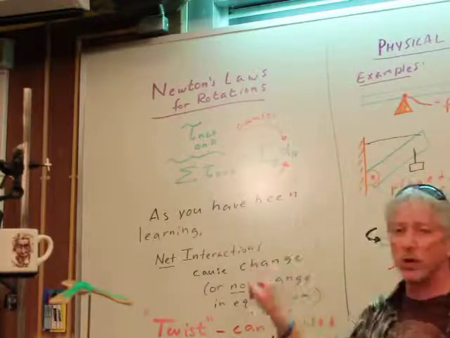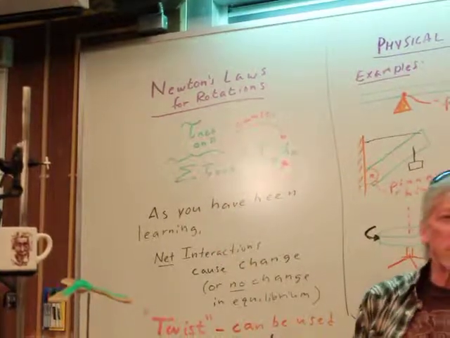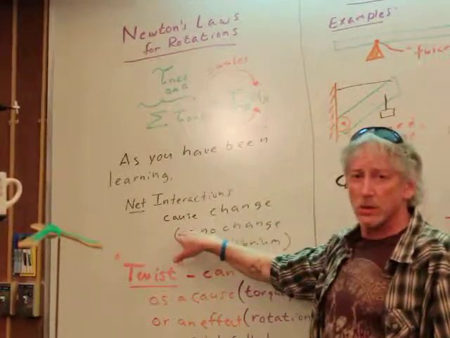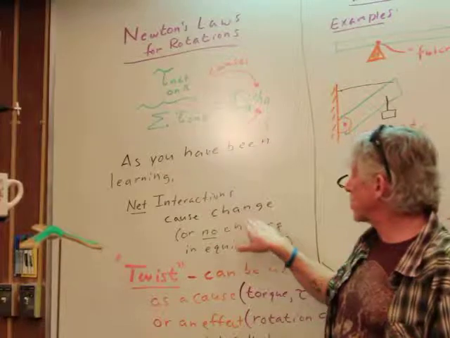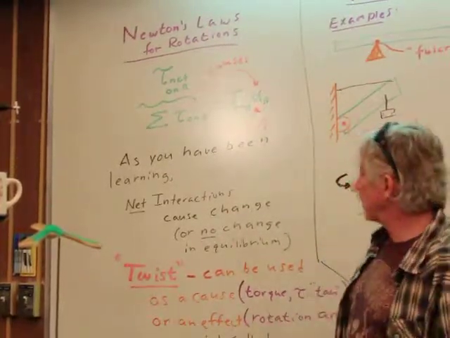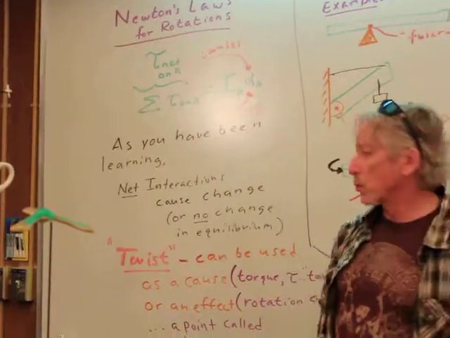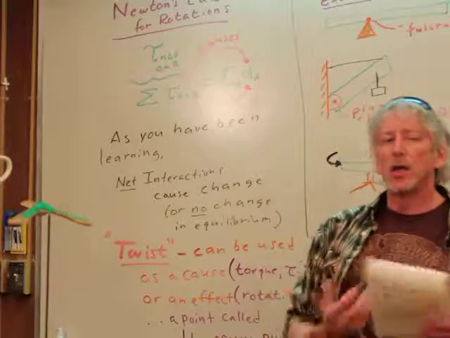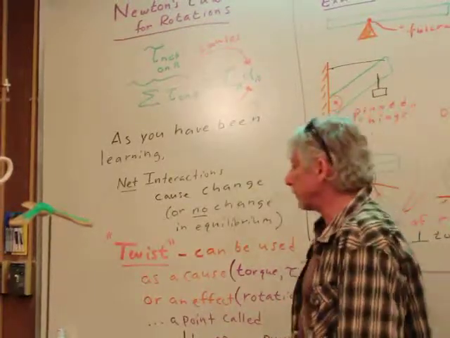So as you've been learning, the key principle, perhaps most fundamental principle in physics, is that net interactions cause change, or no change if it's in equilibrium. Okay? So keep that in mind. That's what we're looking at. So we pick an object, see what the interactions are, and then we'll analyze it in this way.